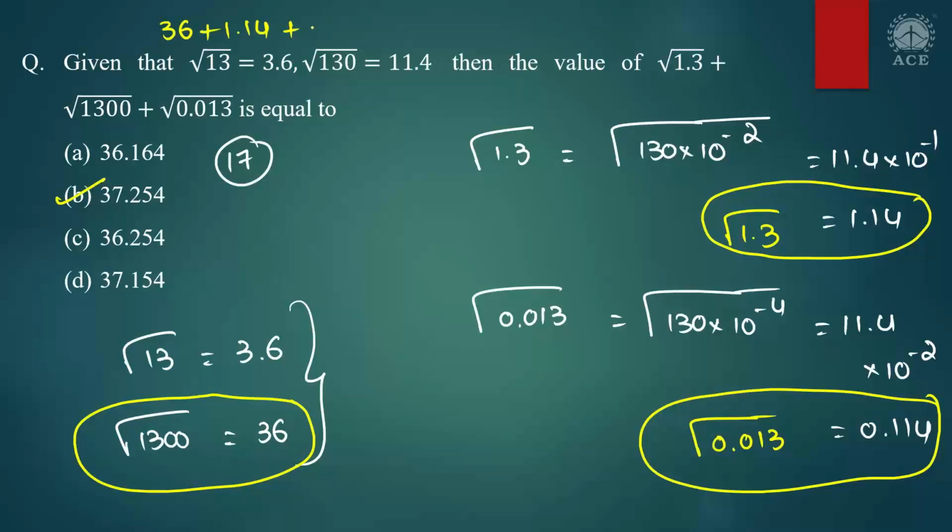Excellent. We can just add 0.114. It's 37.25. Clear? Superb, my dear friends. See the next question.